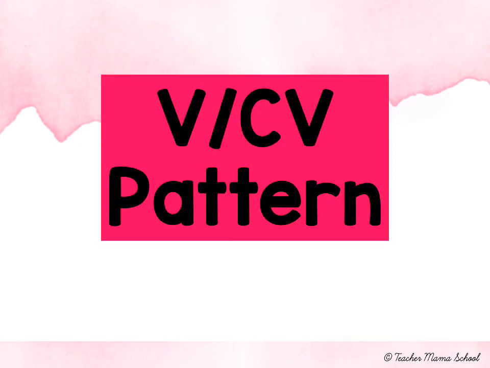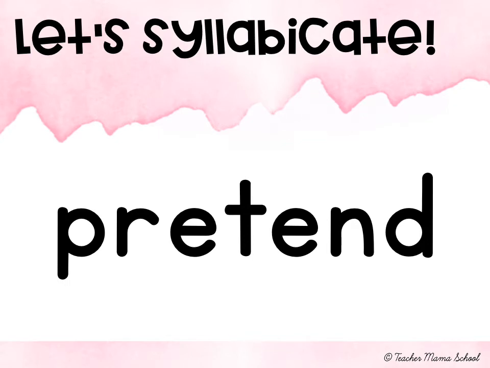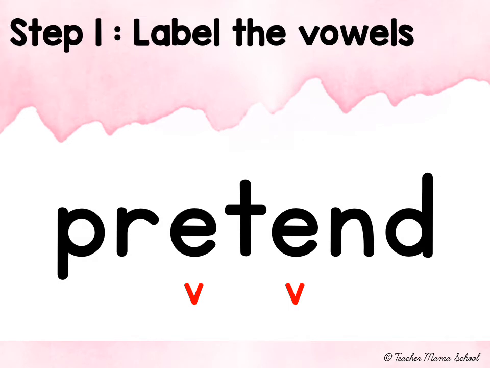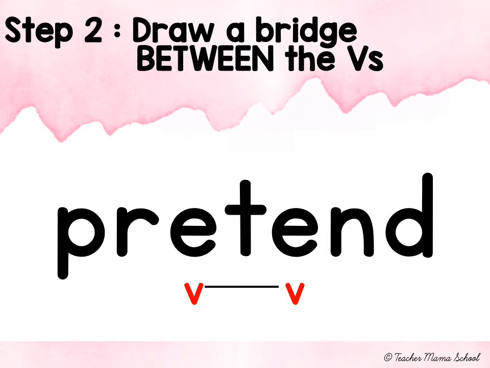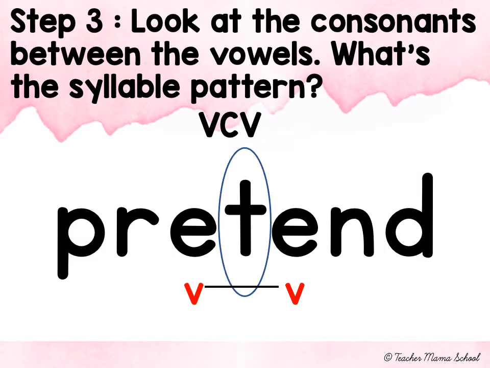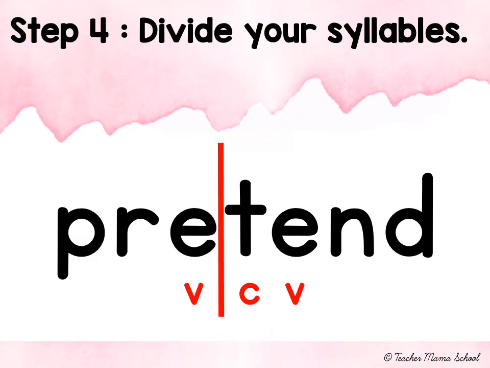The next pattern we're going to look at is VCV pattern. If you notice, the split on this is going to be before the consonant. Here's the word we're going to use. Step 1, label the vowels. Step 2, draw the bridge. Step 3, look at the consonants between the vowels. What is the syllable pattern? In this case, we see vowel, consonant, vowel. Now divide your syllables. In this one, we're going to divide it after the first vowel.